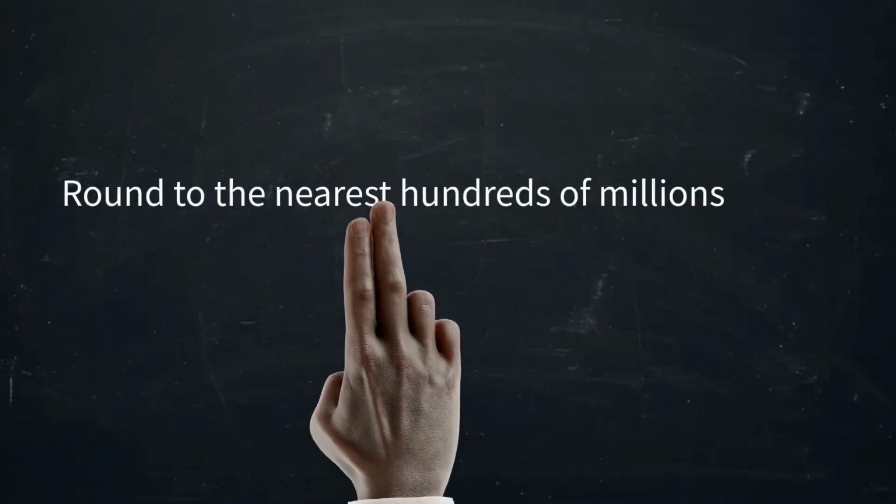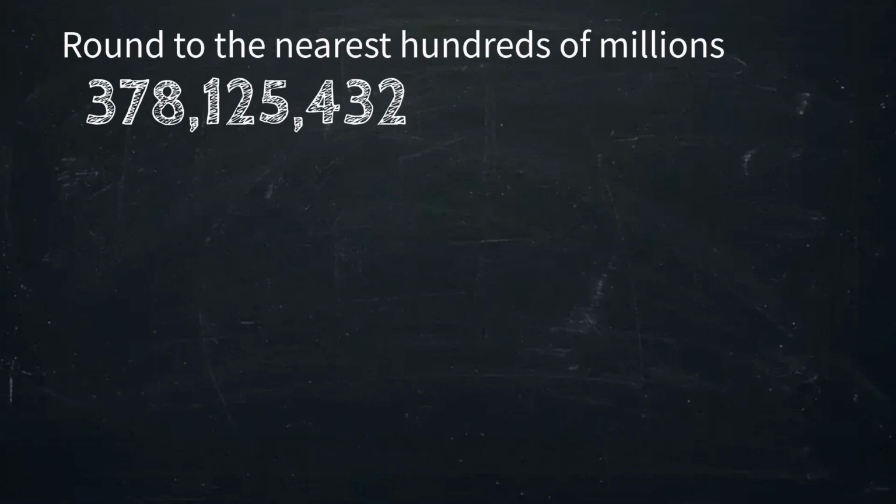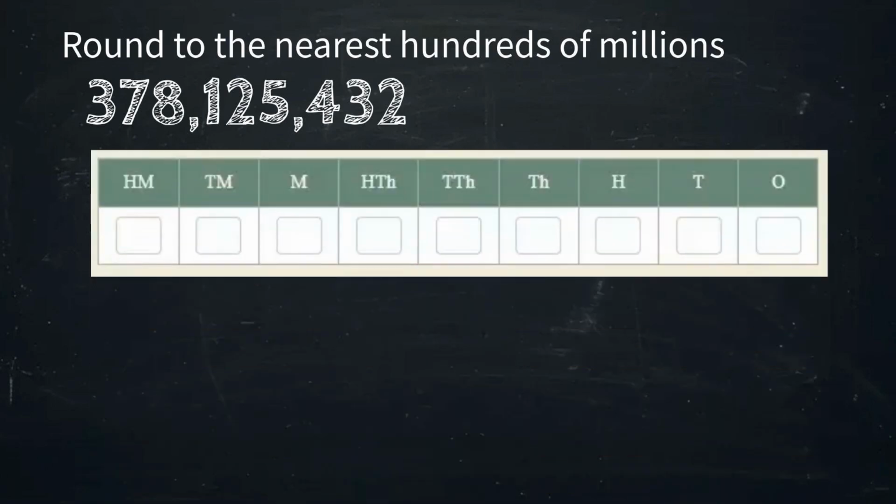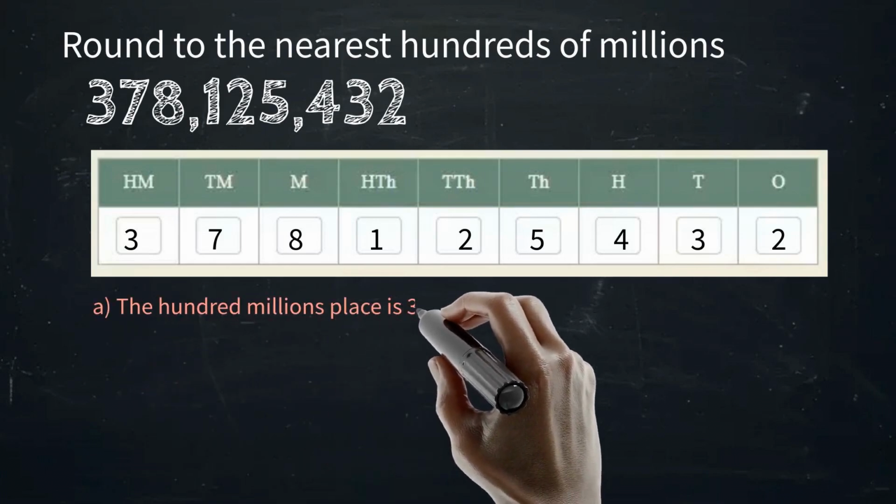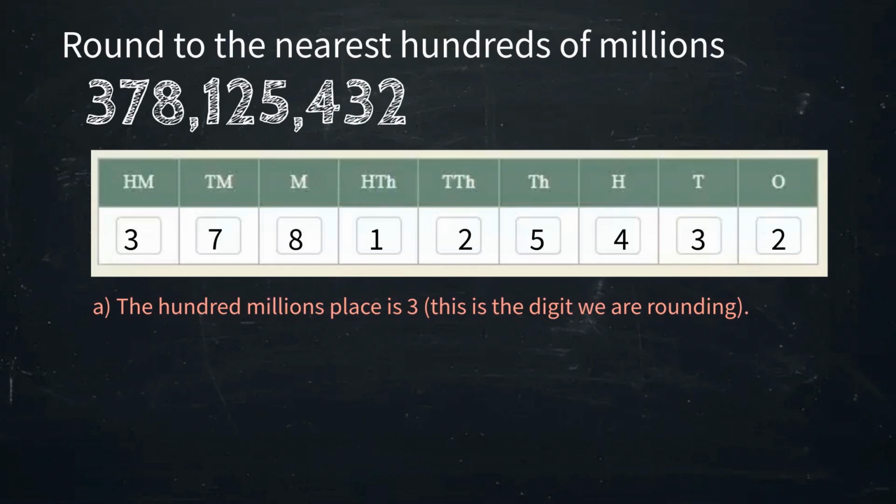So the second example, round to the nearest hundreds of millions. In this case, tukona 378,125,432. Want to round to the nearest hundreds of millions. The first step is to find the target digit, like the rounding digit, yaani digit yenye iko kwa hundreds of millions. From this chart, digit yenye iko kwa hundreds of millions ni digit 3. Alafu the second step, look at the right of the target place value. The digit to the right is digit 7.